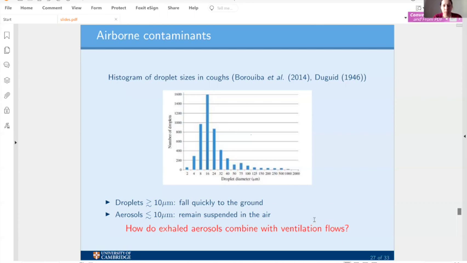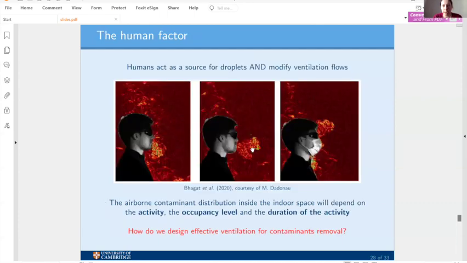Now, this has all kinds of different challenges. For example, one of the challenges is that we as humans don't just act as a source of droplets, but we also modify the ventilation flows around us. How does this happen? Well, this sequence of images here shows some exhalation events during breathing and talking processes.